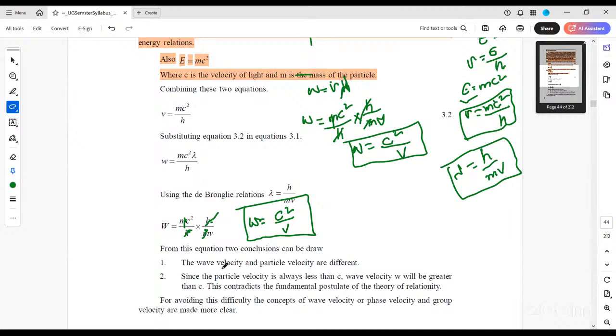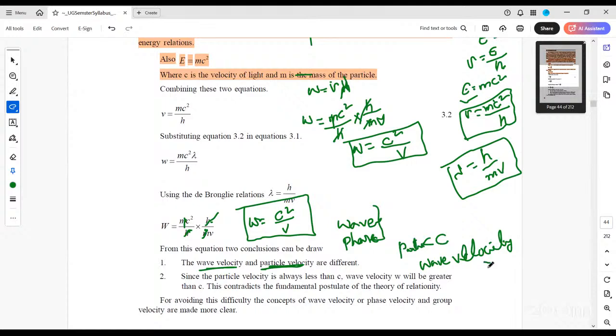Here we have two conclusions. What is the conclusion? Wave velocity and particle velocity, both are different. Two types of velocities we are concentrating on here. One is wave velocity, another one is phase velocity. These two are different. Particle velocity is less than c, whereas wave velocity is greater than c. Here we have two velocities, one is particle velocity, another one is wave velocity. Wave velocity is greater than c, particle velocity is less than c.